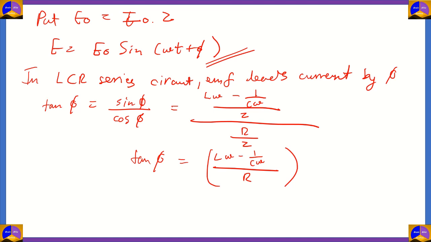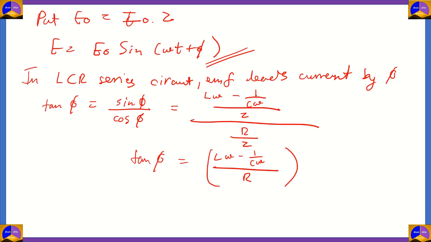When L omega is less than 1 by C omega, then tan phi is negative. That means the value of phi will be between minus pi by 2 and 0. So EMF lags behind the current. When L omega is equal to 1 by C omega, then tan phi becomes 0 because the subtraction becomes 0. So EMF is in phase with current.